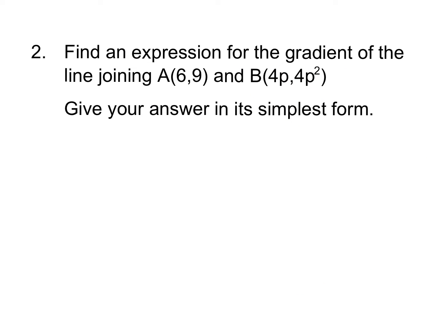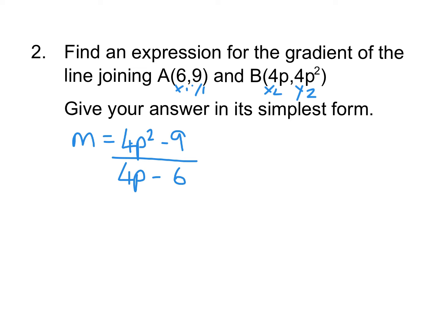This one has come up twice actually, and there's two similar ones to this in the video. Find an expression for the gradient of the line joining these two points together, and straight off people look at it and go, oh, there's letters in that coordinate, don't like it. Just apply your knowledge from previous. They're talking about a gradient of a line. So we're going to do x1, y1, x2, y2 as normal. And then I'm going to do my gradient formula, so subtract the y's. So I've got 4p squared minus 9 on the top. Subtract the x's, I've got 4p minus 6.